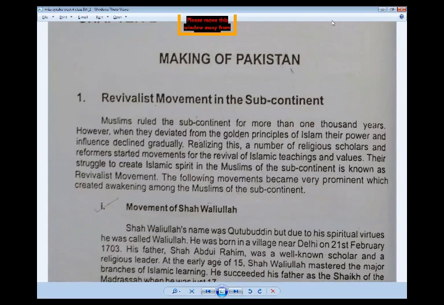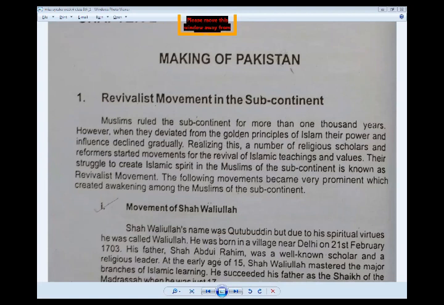In the subcontinent, do you know, Muslims ruled the subcontinent for more than 1,000 years. When they deviated from the golden principles of Islam, their power and influence declined gradually. Hindus took advantage and started rebellion against the Mughal empire, and they used the religious card and fought wars with the Mughals.